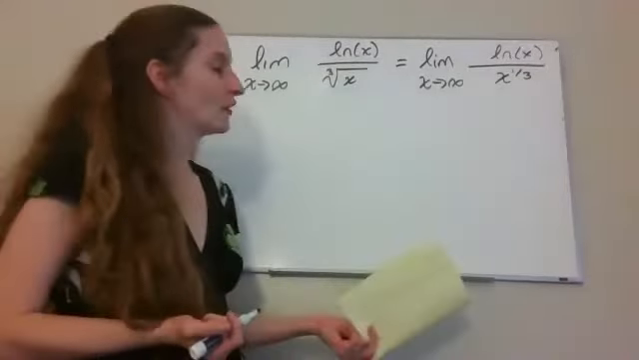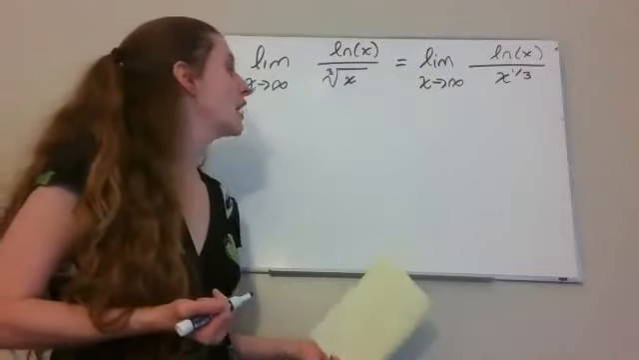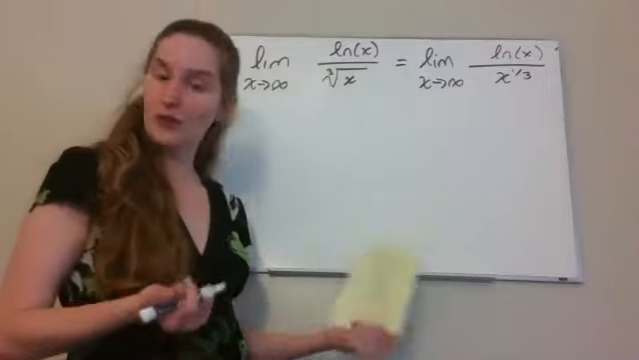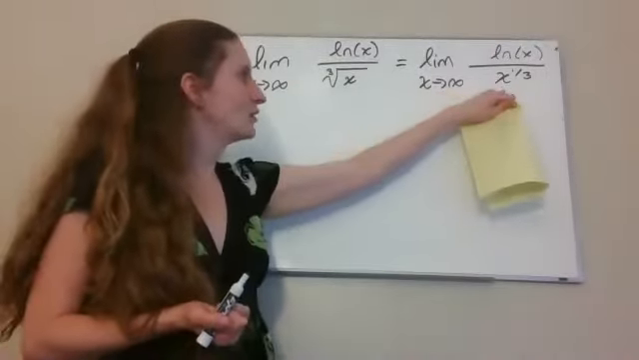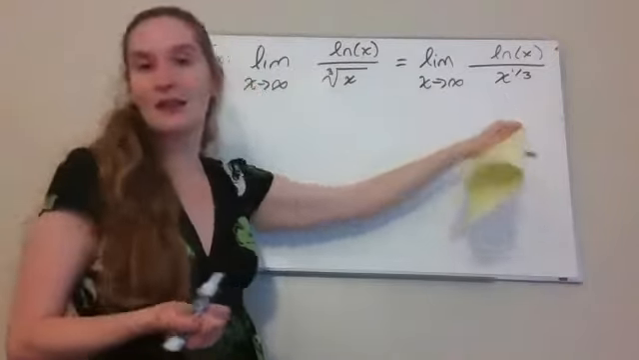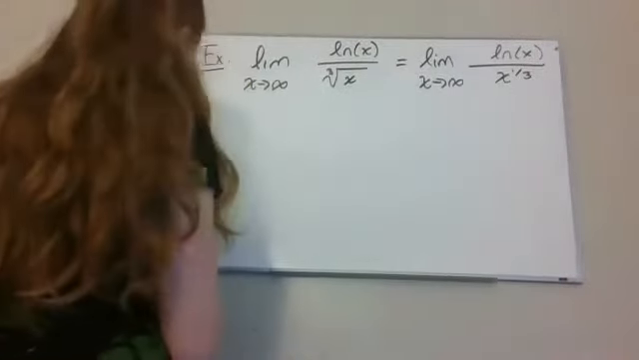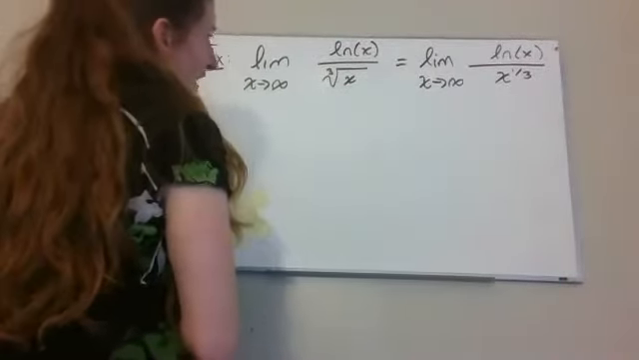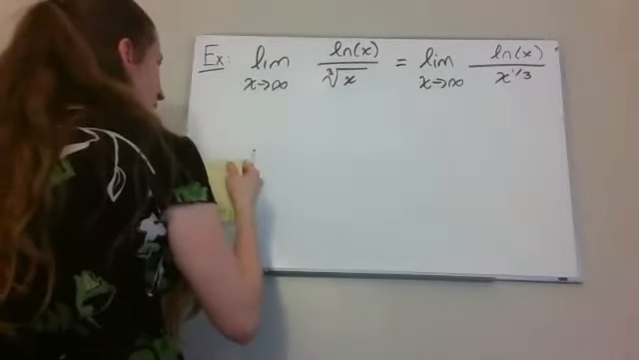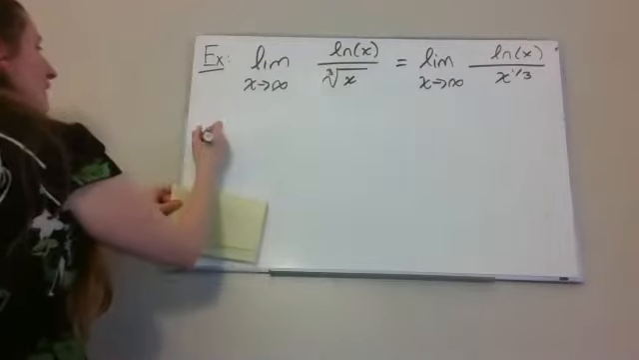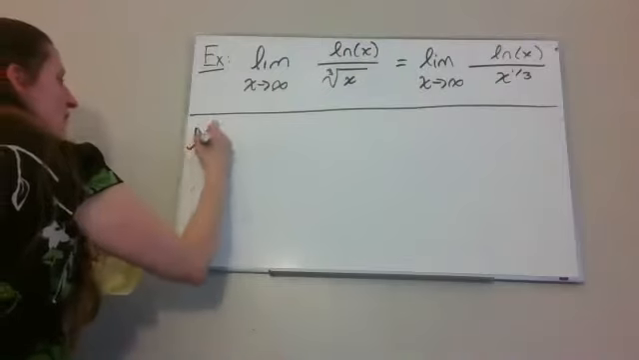Are my two functions differentiable? Yes, they are. Is the derivative of the denominator non-zero, at least close to where I'm taking my limit? Correct. Because if I take the derivative of the denominator, I get 1/3 x to the negative 2/3. That's non-zero. We could potentially be dividing by 0, but we're okay because we're not plugging in x equals 0. So let's see what we get when we do L'Hopital's rule on this guy.